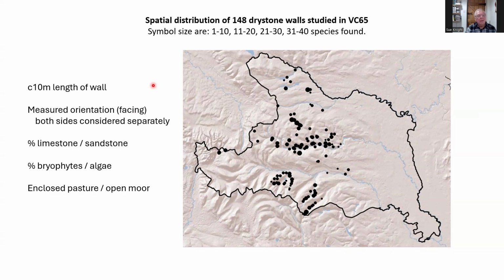We took a 10-meter length of wall and we measured the position of the wall and hence its elevation, the orientation, that's the direction in which the wall faced. We measured both sides of the wall. And also the percentage limestone and sandstone, because the walls were often made of a combination of both. Whether there were any bryophytes, a rough guess of the percentage, and that of algae, and whether the wall was enclosing pasture or was facing or on the open moor.